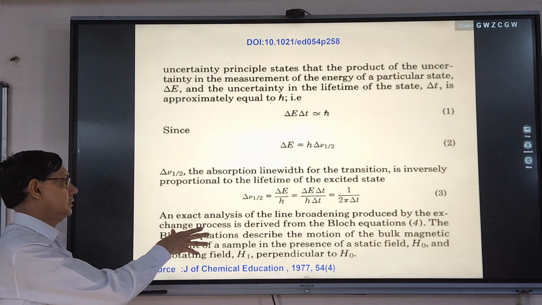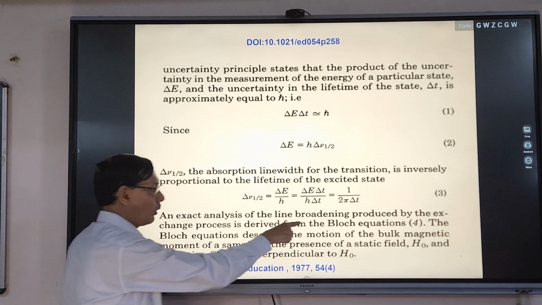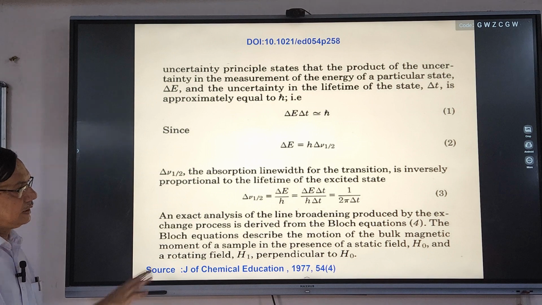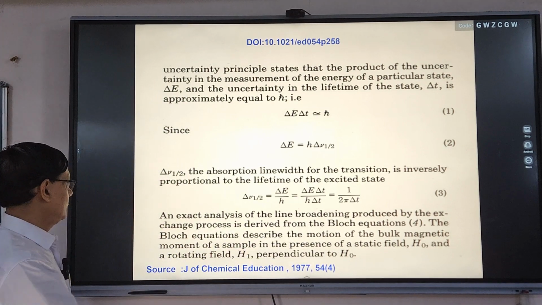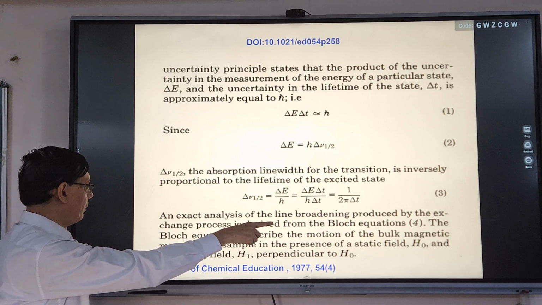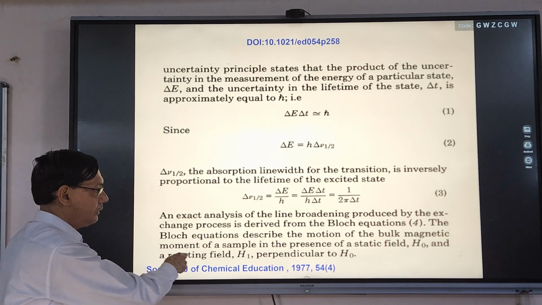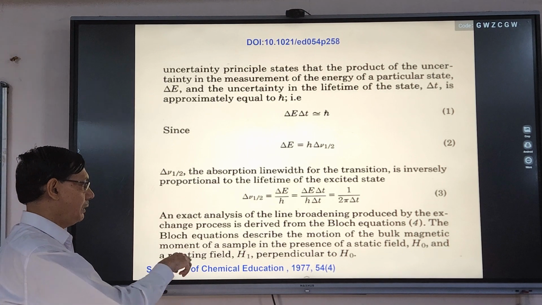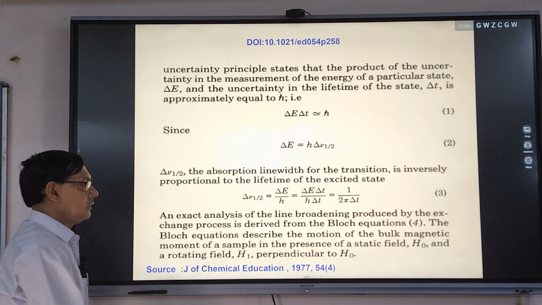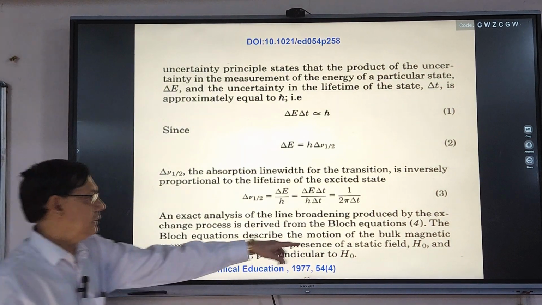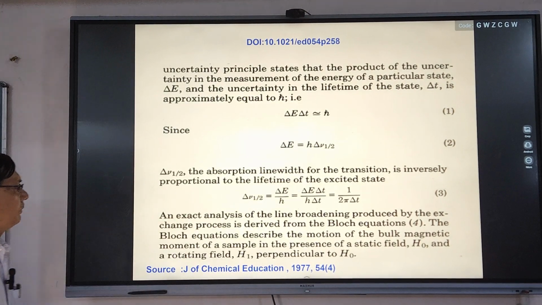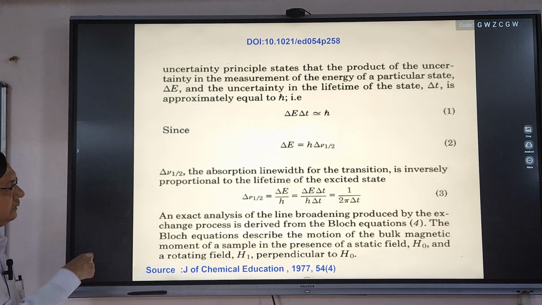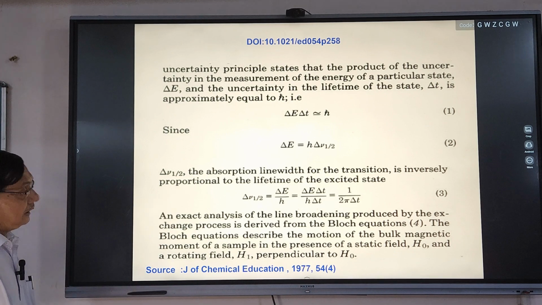And of course, everything is based on the Bloch equation, that means change of magnetization with respect to time. The Bloch equation describes the motion of the bulk magnetic moment. So again we are coming to this same point: motion of the magnetic moment in a sample in the presence of an external magnetic field. Here they have written H0, but we are using B0. So that is the actual reason for getting different types of signal.